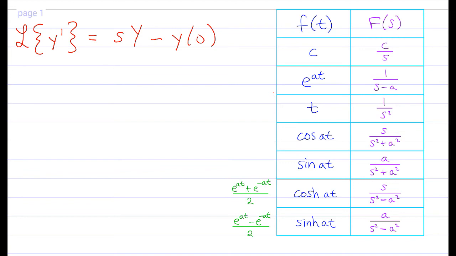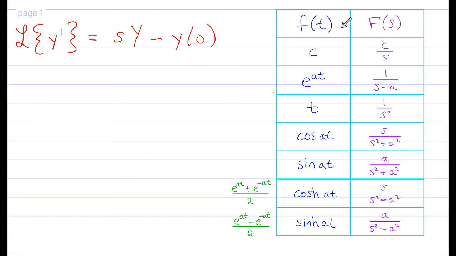I've already gone ahead and written down some of the results that we have from our previous videos in the series. Here's the Laplace transform of a derivative. I'm using the notation of capital Y for the Laplace transform of lowercase y.